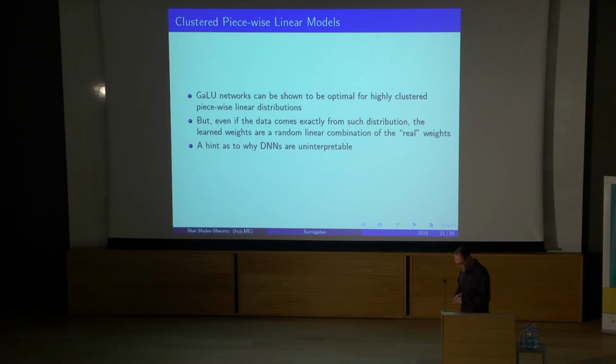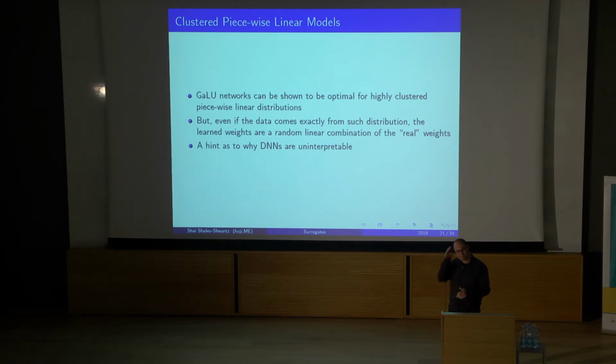Okay, so if this is an interesting model, what can we say about it? Unfortunately, we can say much less than I want to be able to say, but I view it as a point for further research. What we do have to say about it is that GaLU networks are, in a sense, optimal for data sets which are highly clustered piecewise linear distributions.